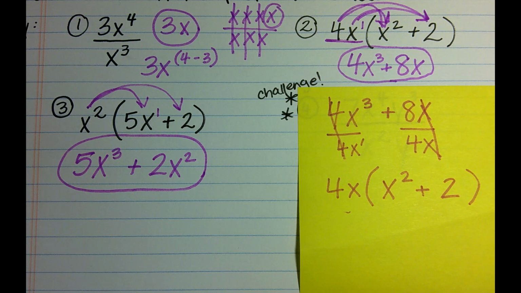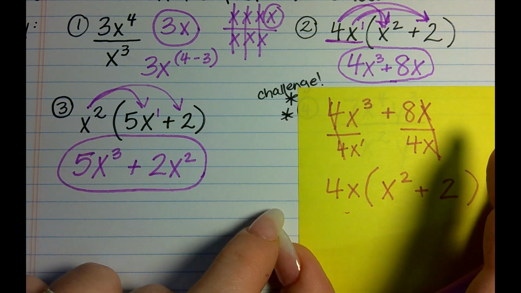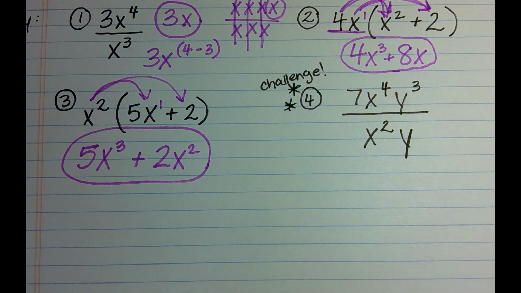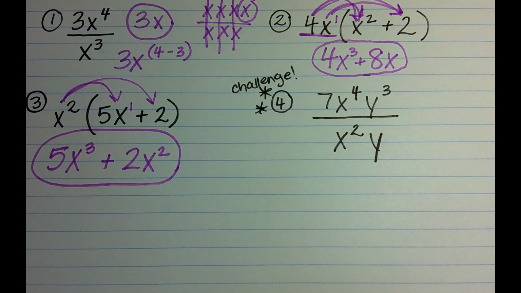Good. Any questions on number 3? We go to number 4. This one's a little tricky. This time I put two variables in here. We haven't really looked at one like this, but we're looking at it now.